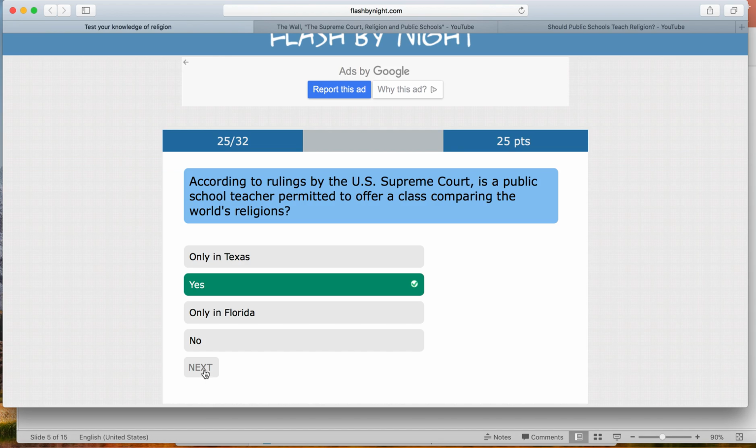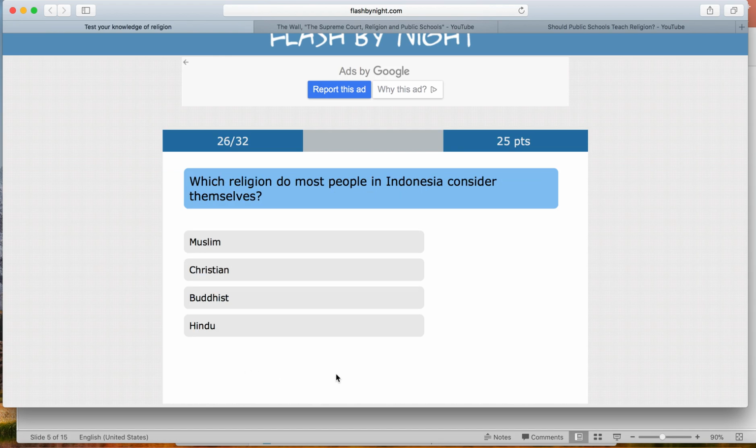Okay, just a few more questions here. Next one, which religion do most people in Indonesia consider themselves? Is it Muslim, Christian, Buddhist, or Hindu? You selected Muslim, you are correct.